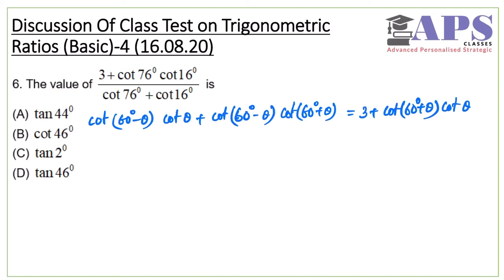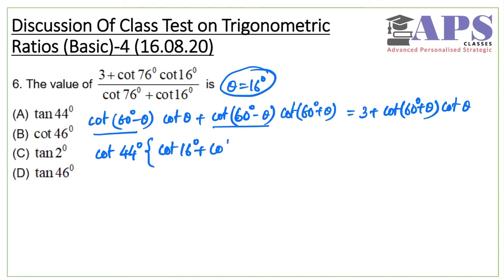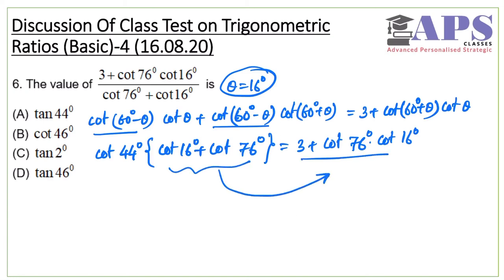In this result, if I put theta equal to 16 degree, then from this I can take this term common, that is cot of (60 minus 16). 60 minus 16 is 44 degrees, and I will get cot 16 degrees plus cot 76 degrees. Right side is 3 plus cot 76 degree into cot 16. So now you can understand that if I take this term in the denominator here, we will get it as cot 44, which is in fact tan of 46 degree. So therefore our correct option is option D.